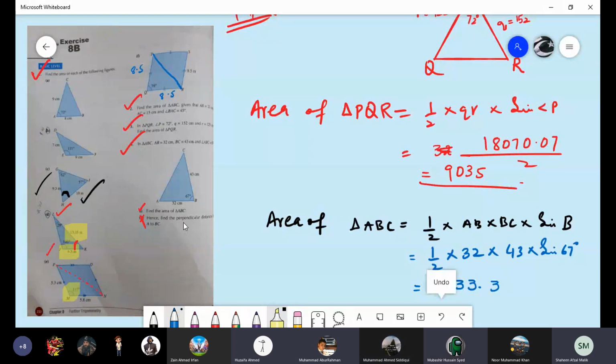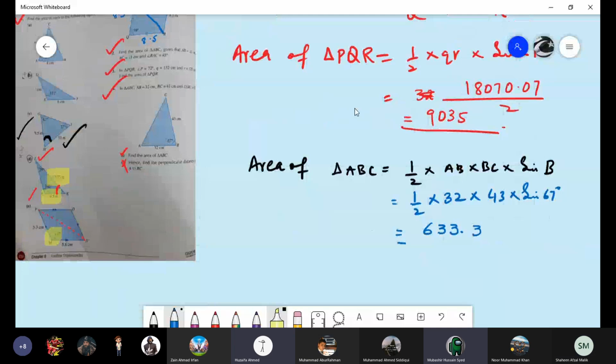633.3. But what about up to 3 significant figures? Only 633. Boys, do you know why they gave the answer 9040 to you? Because they round off, ma'am. We have to give the answer up to 3 significant figures. That's why you can write 9040.